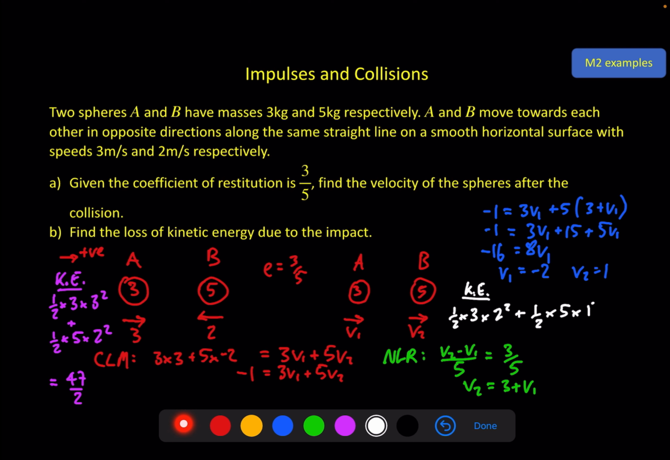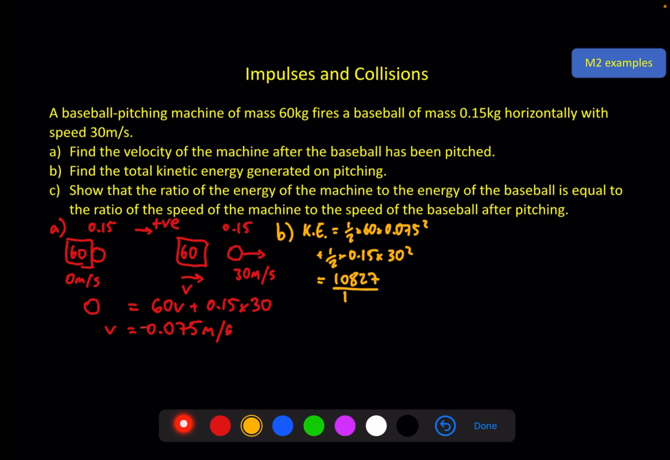Part B, the kinetic energy after pitching is a half times the mass of the machine times its speed squared, plus a half times the mass of the ball times its speed squared, which gives us 10827 over 160 joules of energy. That's the kinetic energy after pitching. It's also the gain in kinetic energy because initially there was none.